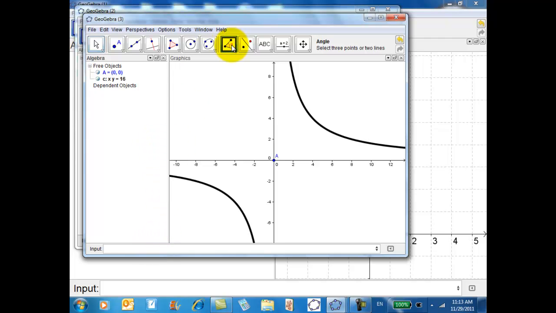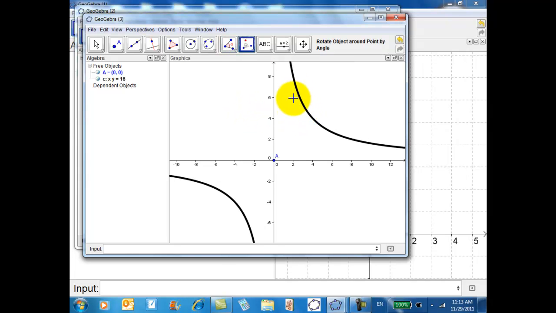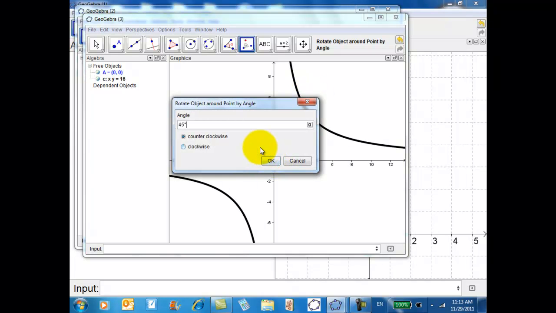And now we go to our rotate tool. Rotate object about a point by an angle. Okay, so the three things: we have to select the object, the point, and now the angle of rotation.